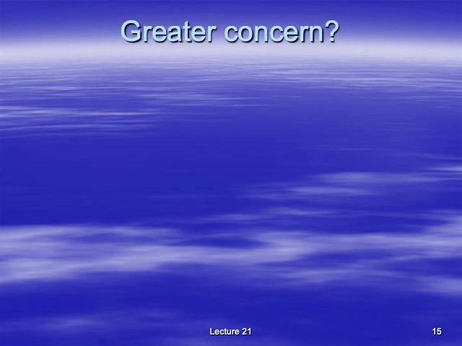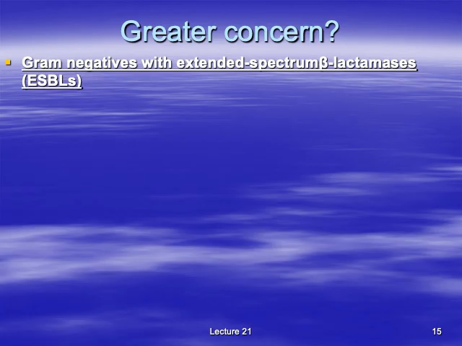So MRSA is a major concern. But an even greater concern might be gram-negative bacteria, a lot of different species, that have been found to contain extended spectrum beta-lactamases, or ESBLs. Just a reminder from a previous slide the other day, beta-lactamase, BL, is an enzyme that degrades beta-lactam rings. Beta-lactam rings, remember that's like the house with the little chimney. They're found on things like penicillins and cephalosporins.